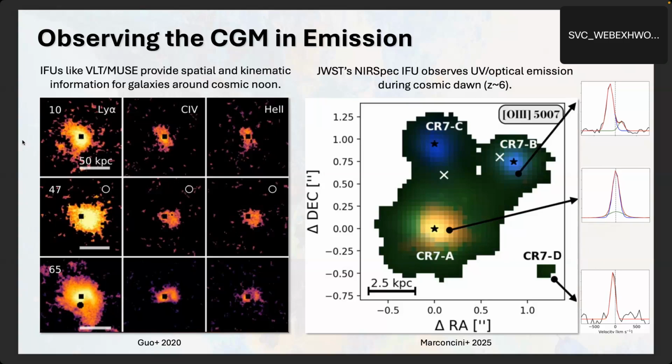In space, with James Webb, there is now an IFU that can perform similar observations at redshift 6, at cosmic dawn. And here's a map of O3, for example, for a galaxy. This is on a scale of a couple arcseconds. The field of view is 3 arcseconds for James Webb. So the good work is happening in the high redshift universe.